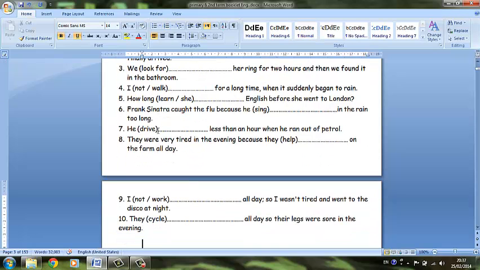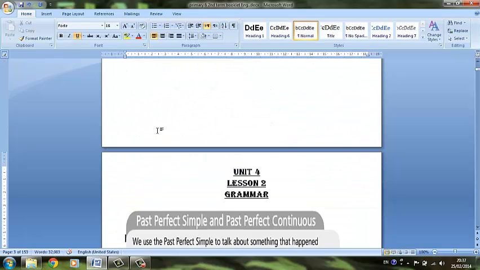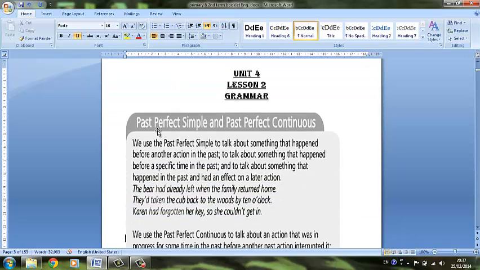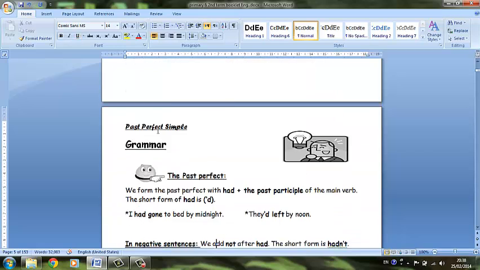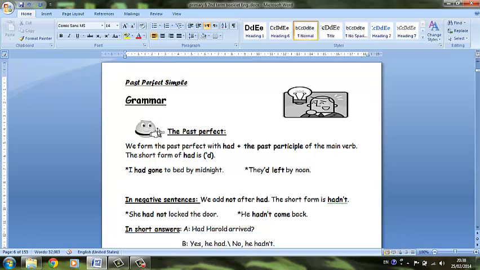Okay, let's move to page 6. Page 6 here is giving you the past perfect simple and the past perfect continuous. Okay, so leave these now, and we are going to move to the past perfect simple like I did yesterday.